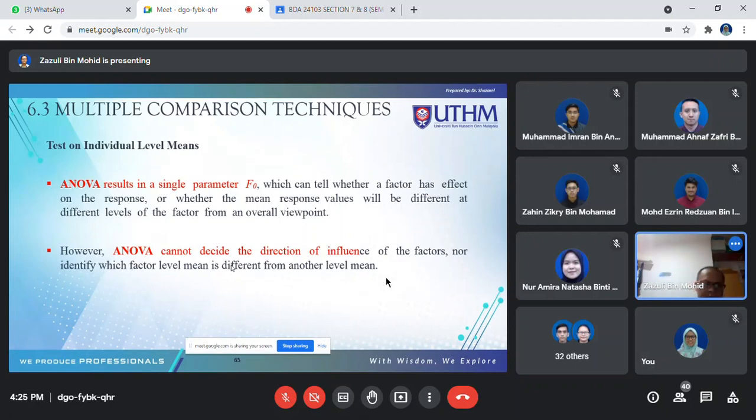But there is one weakness in ANOVA, whereby ANOVA cannot decide the direction of the influence of a factor. It is only able to show us how big the influence of certain factors is on the results, but it's not showing the direction of the influence.